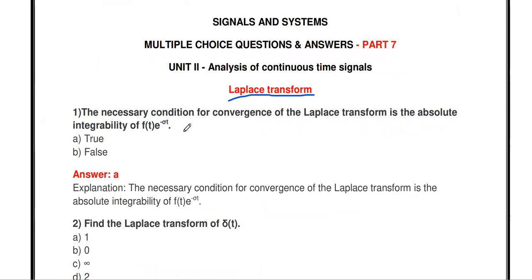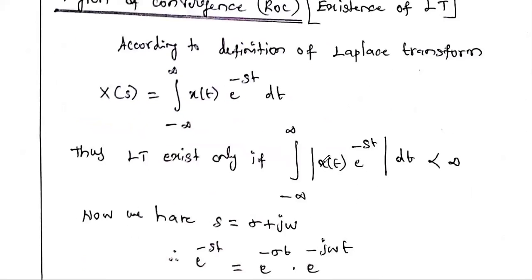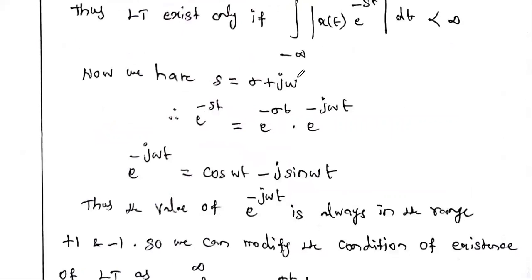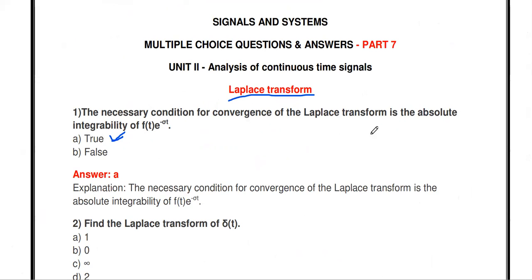The first question: the necessary condition for convergence of Laplace transform is the absolute integrability of f of t into e power minus sigma t. True or false? It's true. In order to take the Laplace transform of a signal, it must satisfy the condition that the signal is absolutely integrable. That is, the integral of the signal times e power minus st, or sigma t, dt should be less than infinity. So the statement is correct. The convergence of Laplace transform requires absolute integrability. This is the necessary condition. Yes, it's true.